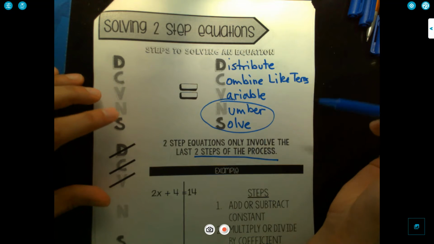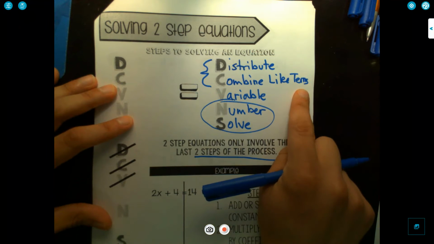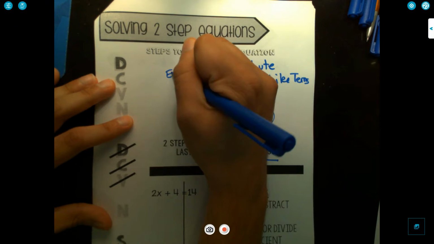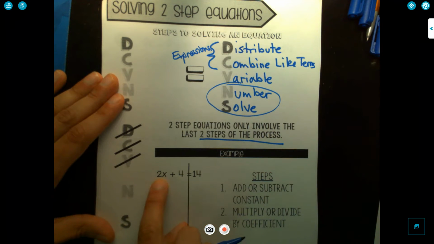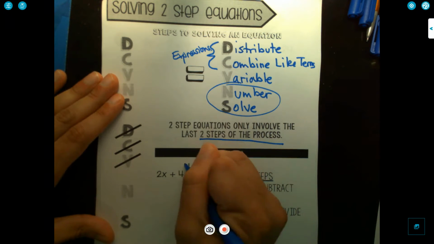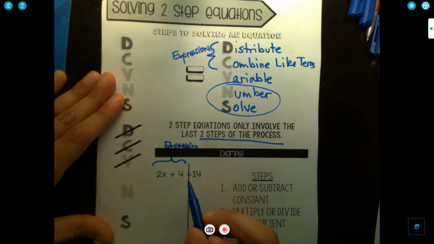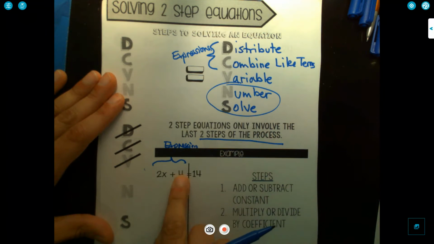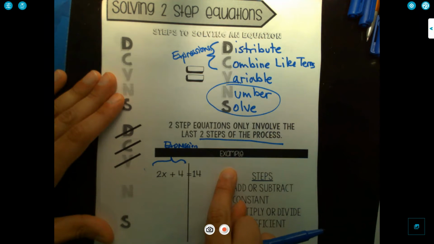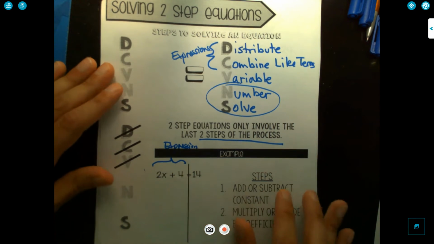Now, in the two lessons before this, we learned how to distribute and combine like terms on an expression or expressions, depending if it's on the left side or the right side of the equal sign. So remember this right here, we have two terms here. This is called an expression. This whole thing is called an equation. So this side is an expression, this side is an expression. You can only distribute on one side, and you can only combine like terms on one side of the equation.